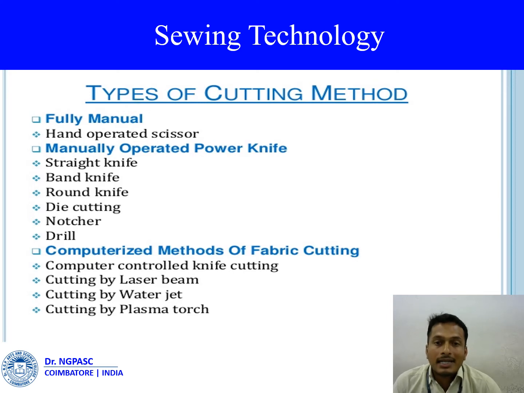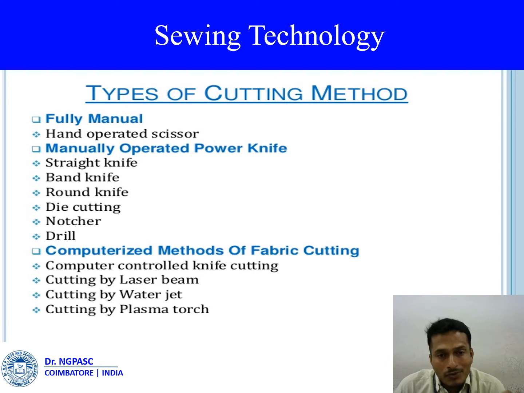Next one is types of cutting method. There are three types of method. First one is fully manual, which is suitable only for small scale industry. Second one is manually operated power knife, a semi-automatic machine where half of the manpower is used. Third one is computerized control cutting machines, the fully automatic machines.